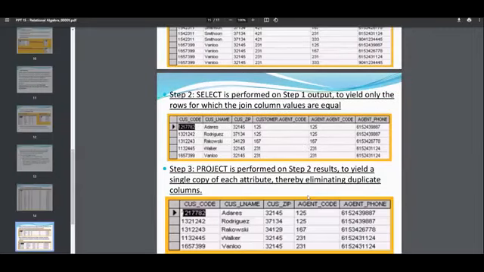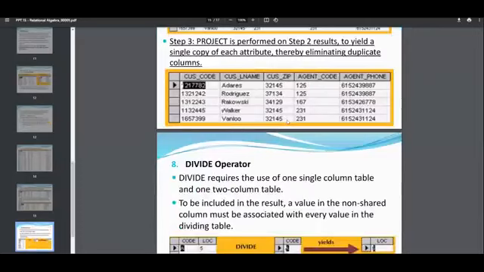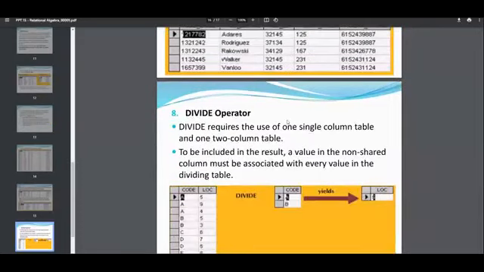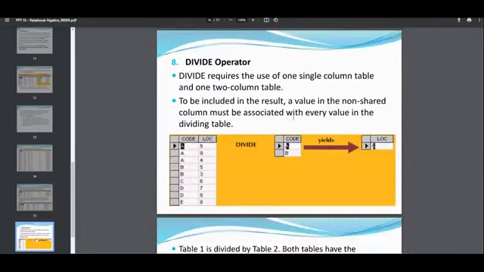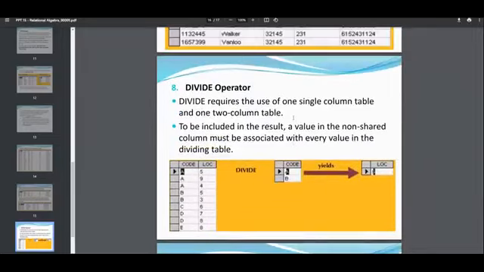After that, finally, performing project can avoid duplicates, right? When there are duplicates like these, you can remove them by using the project operator. So these kinds of operators can be used to manage your tables in databases. So the divide operator is the next and last one according to our syllabus.